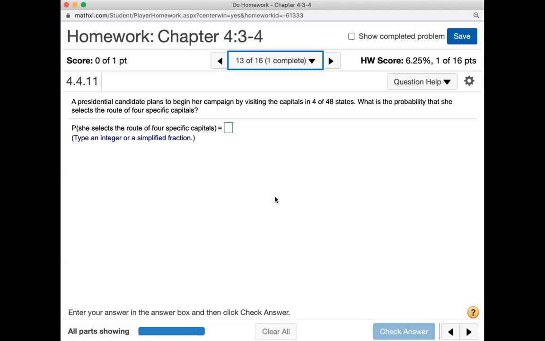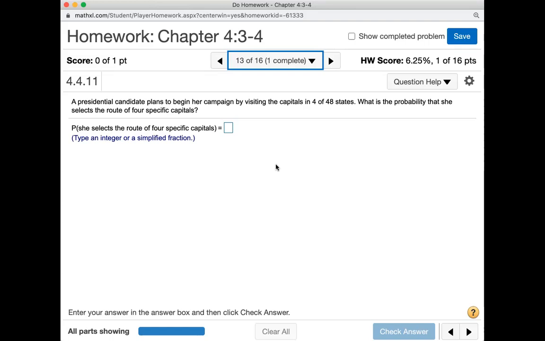Let's see problem number 13. A presidential candidate plans to begin her campaign by visiting the capitals of 48 states. What is the probability that she selects the route of 4 specific capitals? The problem asks for the probability, so we need to figure out the total number of ways to choose 4 capitals out of 48 states.